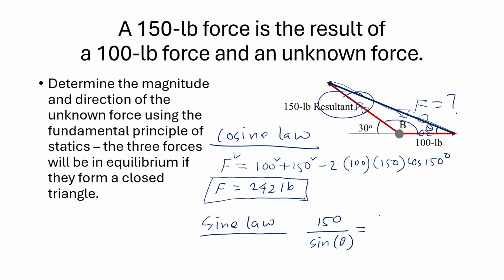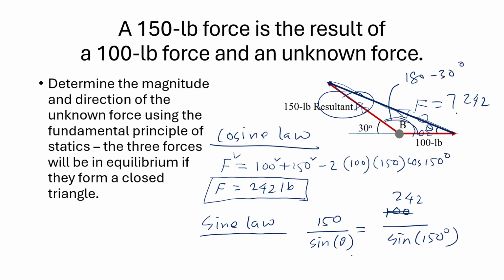Sine theta is equal to, we know the 100 pound force. We already calculated this 242, so we can use that. 242 pounds divided by the sine of 150 degrees. This angle is 150 degrees, so 180 minus 30 degrees. So now if you solve for theta, I found that 18 degrees.